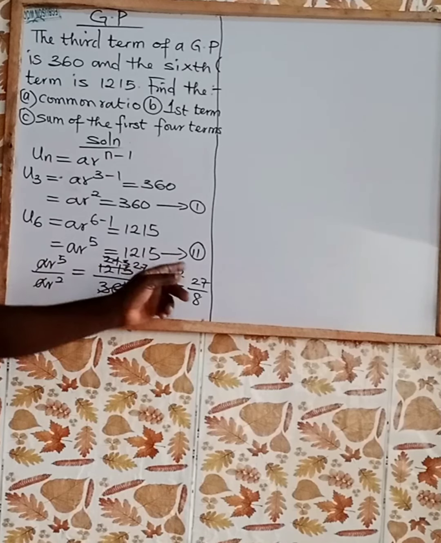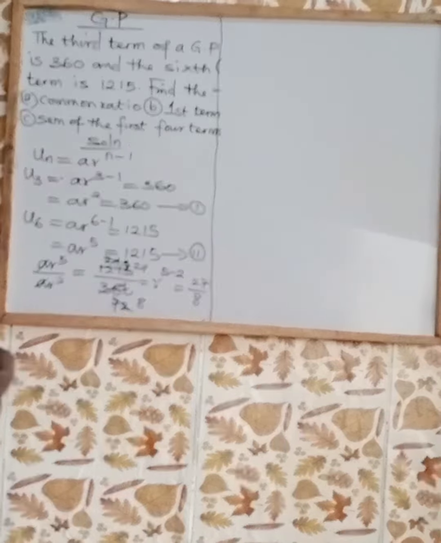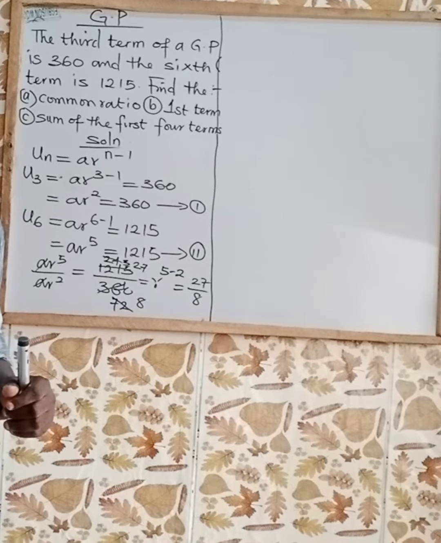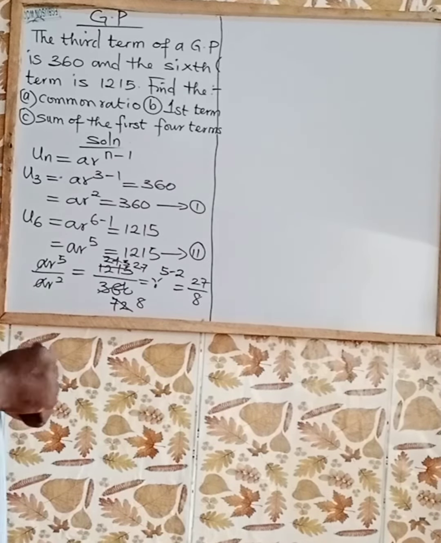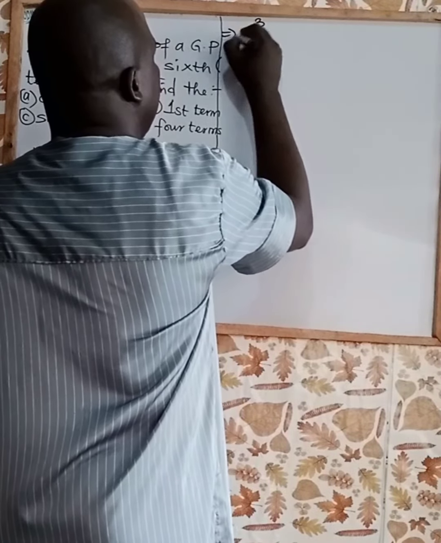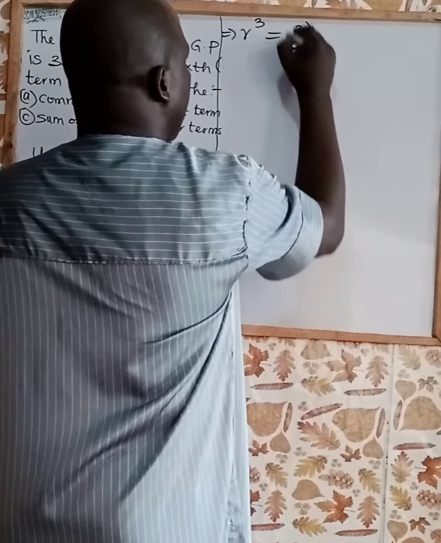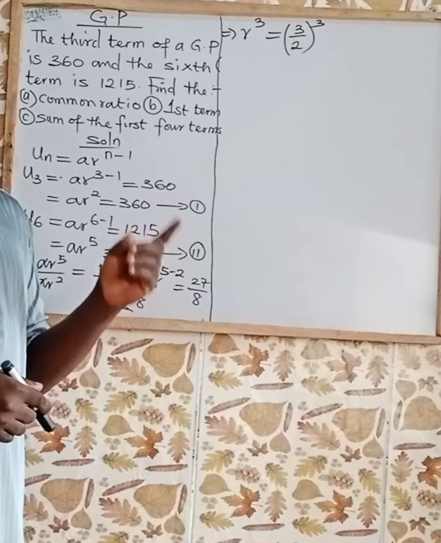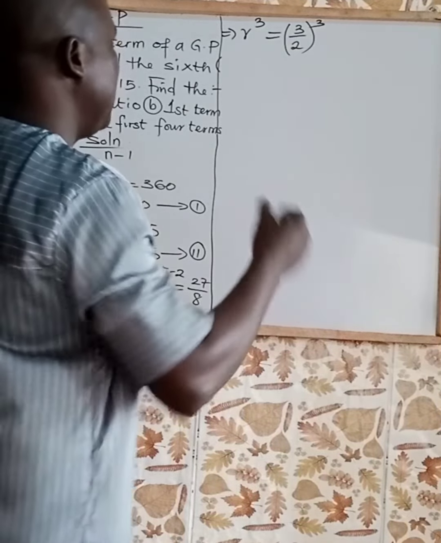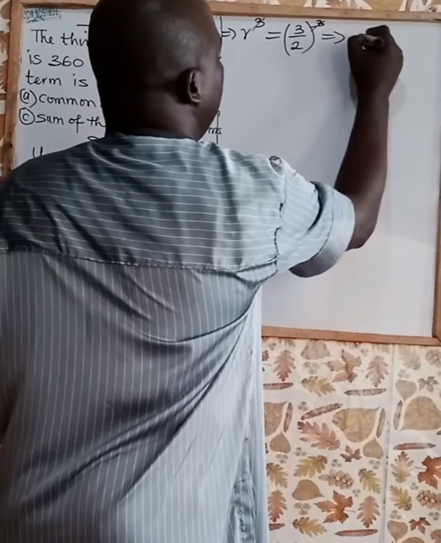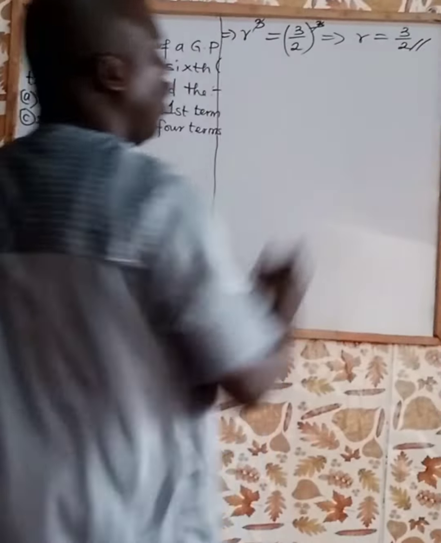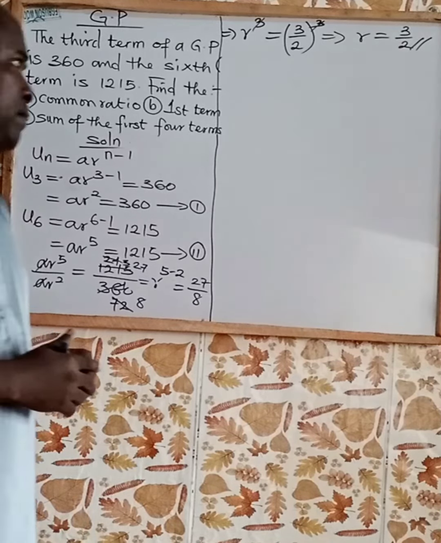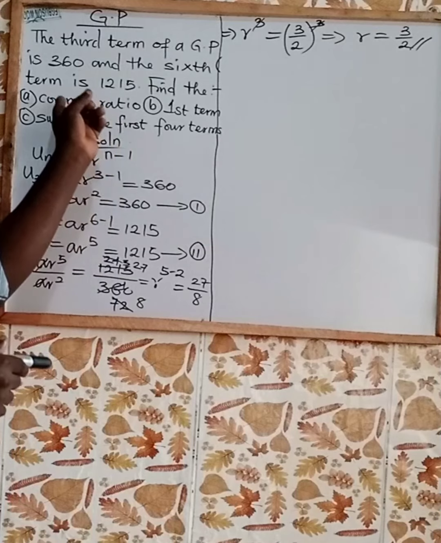Look at it, 5 minus 2 is 3. 27 is the same thing as 3 times 3 times 3, that means 27 is 3 raised to power 3. Then we have 8. 8 is equal to 2 times 2 times 2, which is also equal to 2 raised to power 3. That means I can write from here r^3 = 3^3 over 2^3. Since the power is common to them, the power will cancel out. That means our r is equal to 3 over 2. So we are done with the first answer.